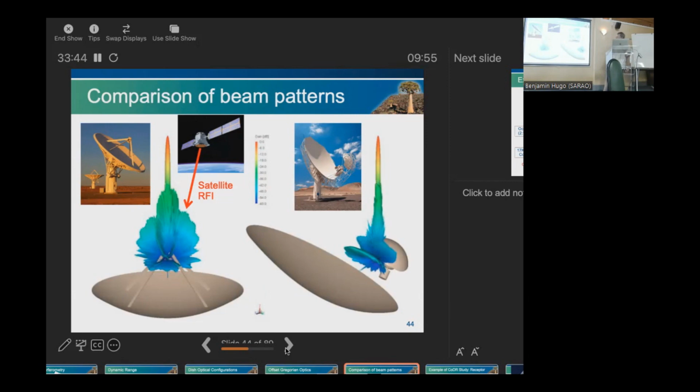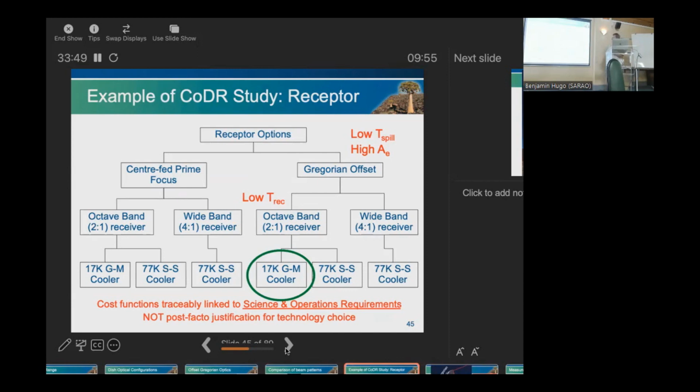and theoretically makes it much easier to get to high dynamic range images. So anyway, we had to go through a lot of these kind of decision trees to say, what are we going to build for MeerKAT? And so you'd say, okay, what sort of receptor options do we want? We could, right at the top, say, well, center-fed dish like Cat7, or are we going to go a new route of the Gregorian offset? And then what kind of receiver are we going to put on that? And then what kind of cooling system are we going to use to cool those receivers down?